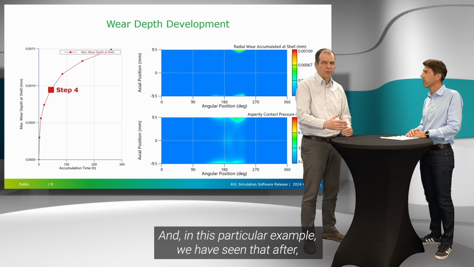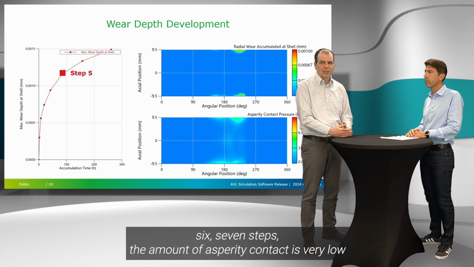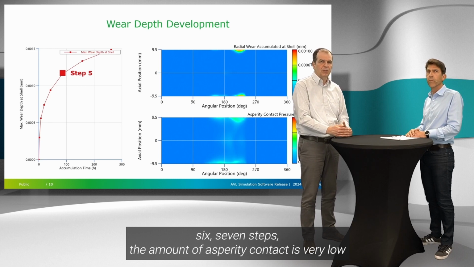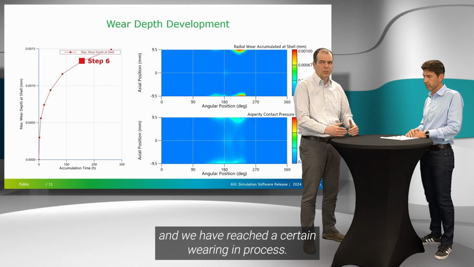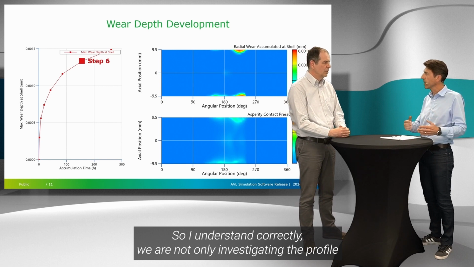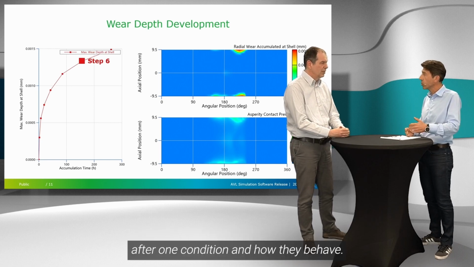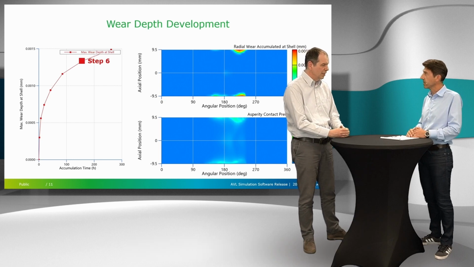And in this particular example, we have seen that after 6-7 steps, the amount of asperity contact is very low, and we have reached a certain wearing in process. So I understand correctly, we are not only investigating the wear profile, how it develops, but how the bearing at the end operates under worn condition and how the behavior changes.